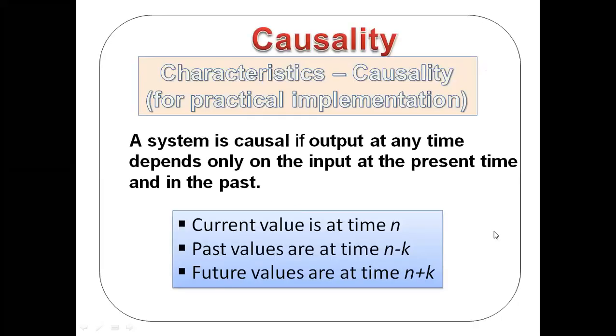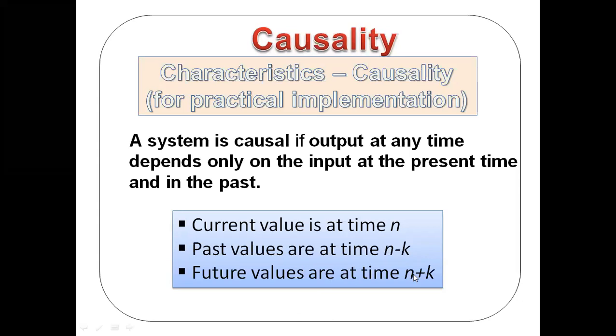Next is causality. Same things that we have learned yesterday. A system is causal if the output at any time depends only on the input at the present time and in the past. That's what we call a causal system. I mentioned yesterday that all real physical systems are causal, because the output will only depend on the present input and past input. There is no such case that we can depend on the future input. So n is the current value, n minus k is past values, and n plus k are future values.